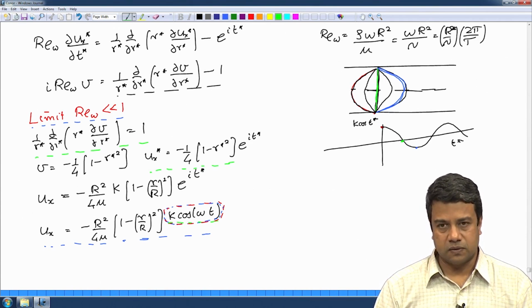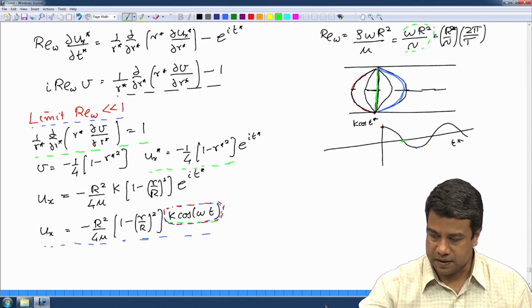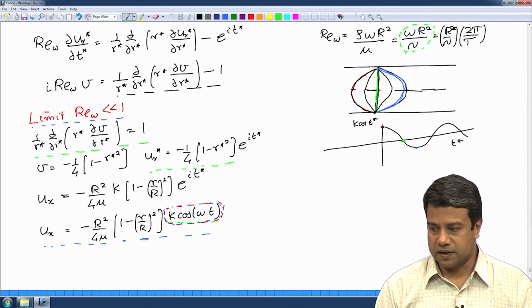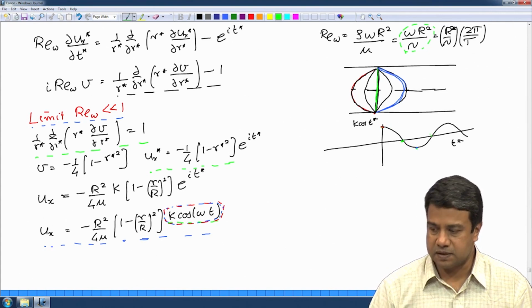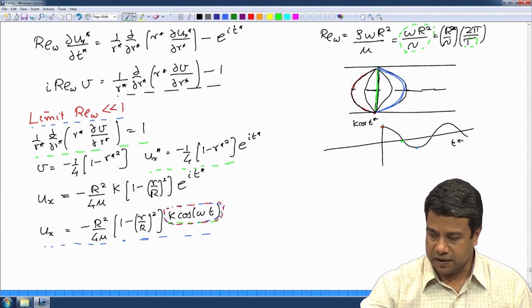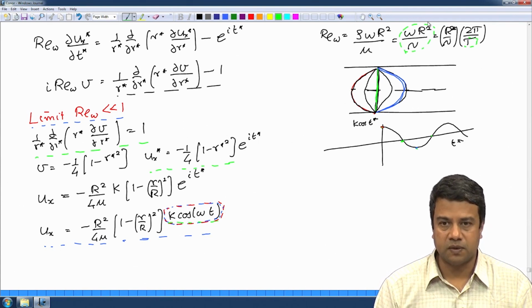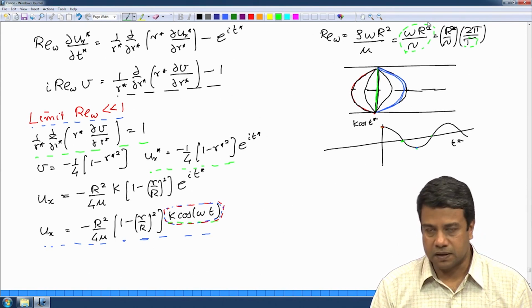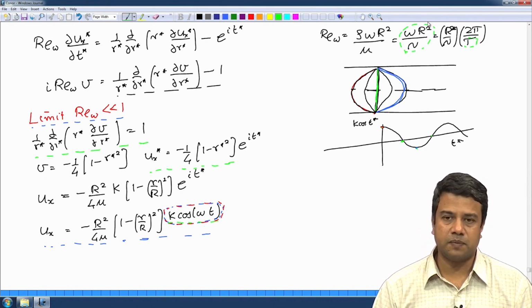When the Reynolds number is low, it can also be written as the ratio of two time scales. The frequency of oscillation is 1 over the time period of this oscillation. And this factor R squared by nu can be written as the diffusion time over a distance capital R. The diffusion time is R squared by nu. So, this is the ratio of the diffusion time over a distance R divided by the period of oscillation.